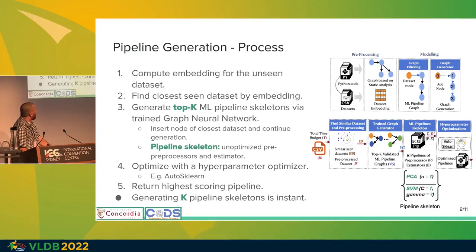After we generate the pipeline skeleton, which does not have the hyperparameters, we supply that to a hyperparameter optimizer, for example, AutoSklearn or FLAML, and then we return the highest scoring pipeline in terms of the target metric. For example, for regression, we use R-square, and for classification, we use F-score. It's important to note that generating the K pipeline skeletons is instant. For example, if you have a dataset and you just want to know which technique works better for it, knowing these preprocessors and estimators is instant in our system.